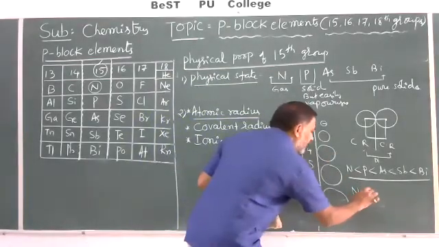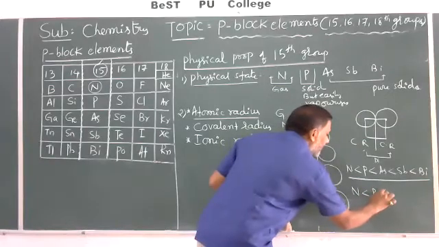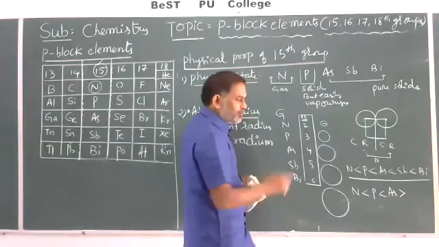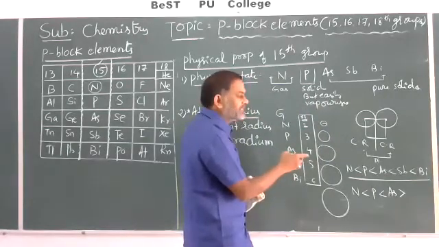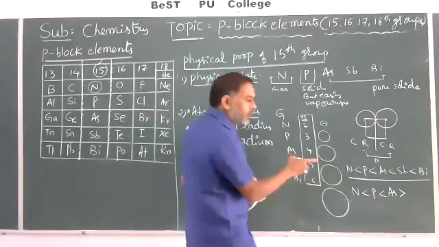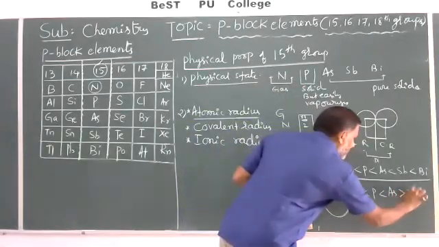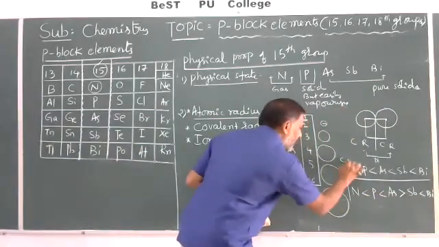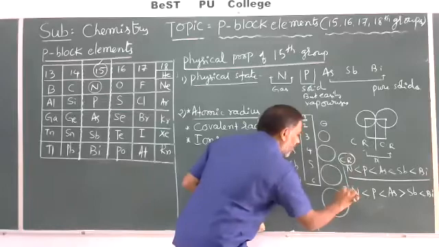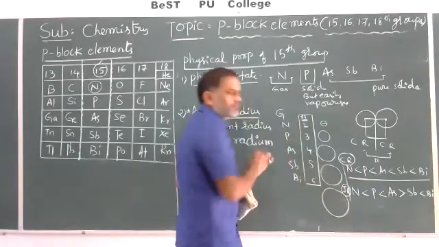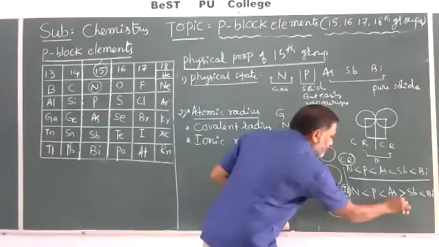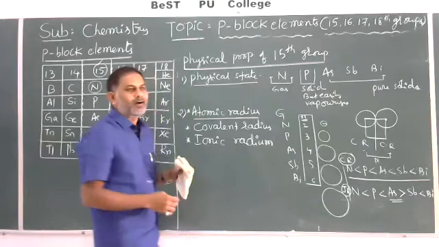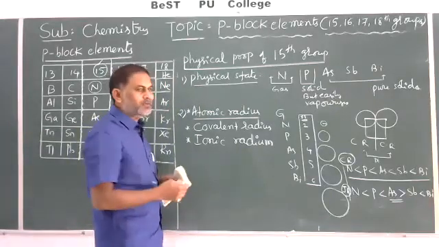That is, N is less than phosphorus, less than arsenic, and then a slight variation due to their inert pair effect and some internal electronic repulsive forces. It slightly changes like this. This is now very, very important. This is the CR, covalent radius. This is the IR, ionic radius. Slight variation is observed here because in objective questions they'll ask a simple question: which of the following statements, increasing or decreasing order, is correct?